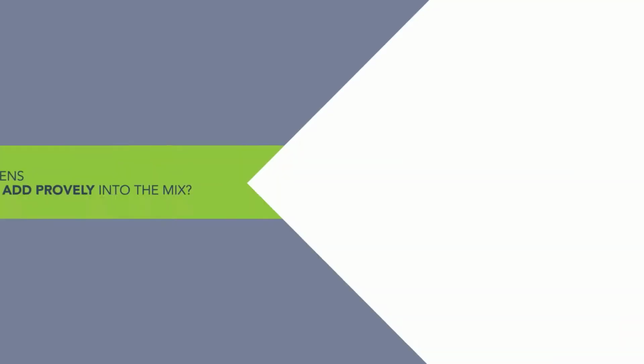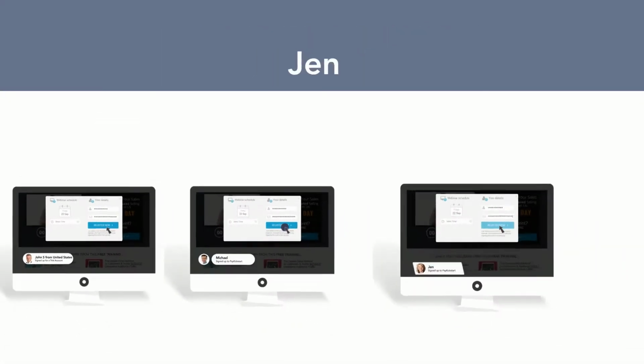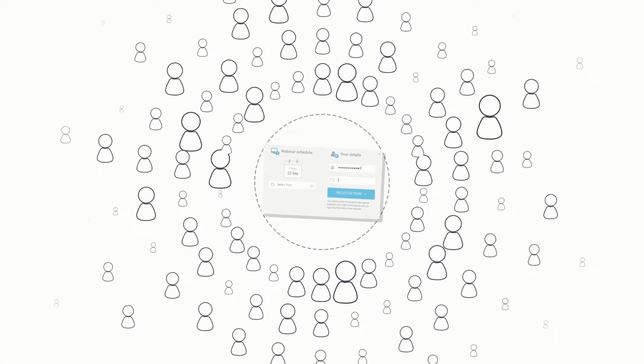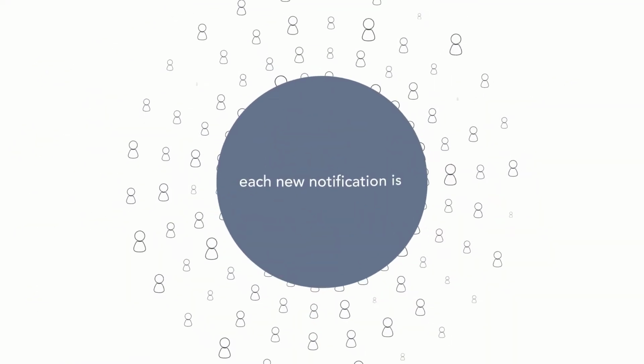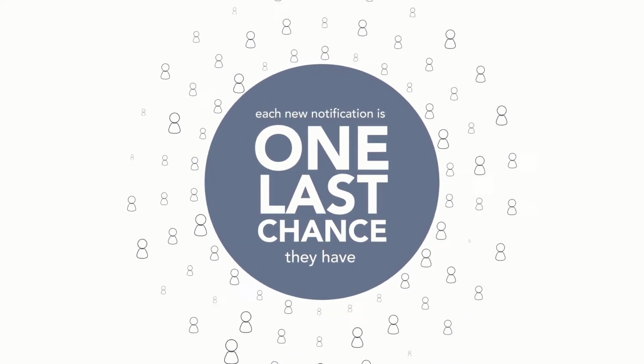But what happens when you add Provely into the mix? Your visitors see that John just signed up for the webinar, now Michael, now Jen, and then Greg. The more people your prospect sees signing up, the more urgent the situation becomes, because each new notification is one less chance they have of getting in before those seats are filled.